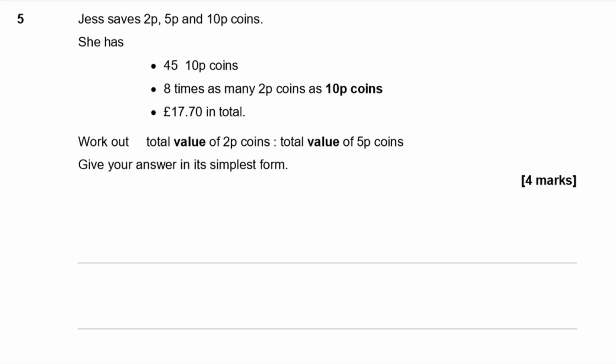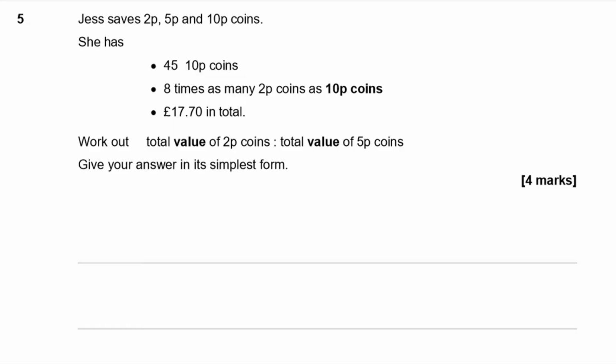Question 5. Jess saves 2p, 5p and 10p coins. She has 45 10p coins. She has 8 times as many 2p coins as she has 10p coins. And she has £17.70 in total. Find the total value of the 2p coins to the total value of the 5p coins, written as a ratio and given in its simplest form.